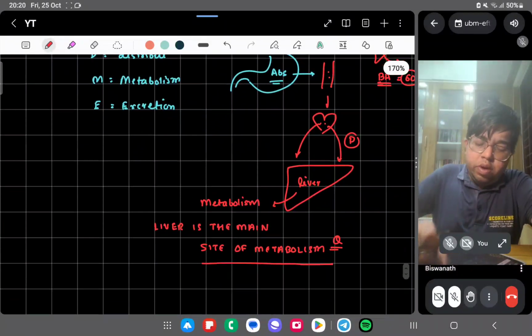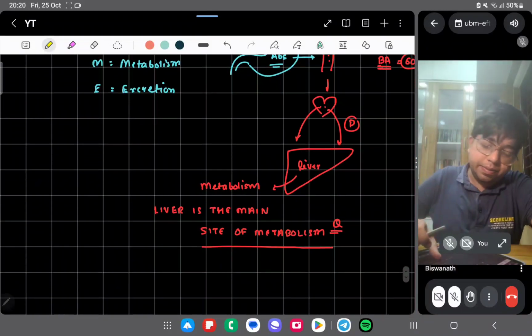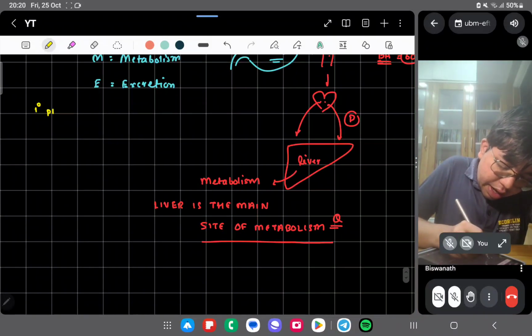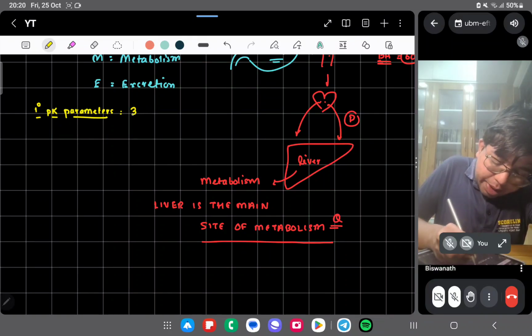Here we have something called the primary pharmacokinetic parameters. So what are these? We have three parameters. One is called BA, that is bioavailability.